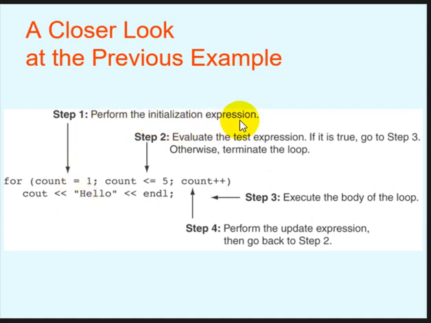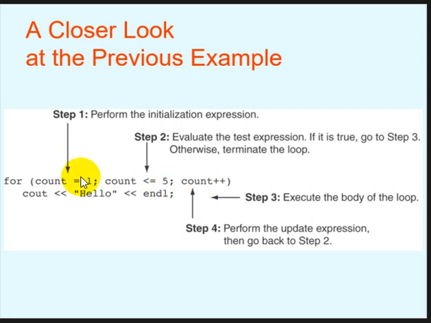This is a step by step representation of what I just explained. First step, there will be the initialization. Second step, the test. Once the test is true, it will go to step 3, that is, execute the body of the loop. And the fourth step is update. Now you have to be very careful in understanding the concept of the for loop.